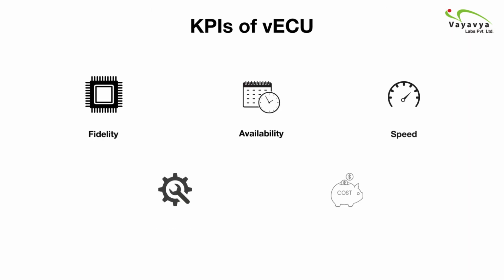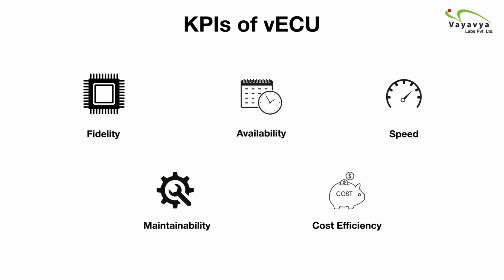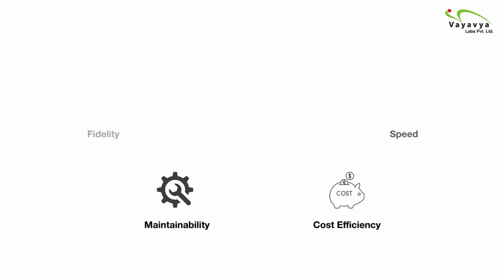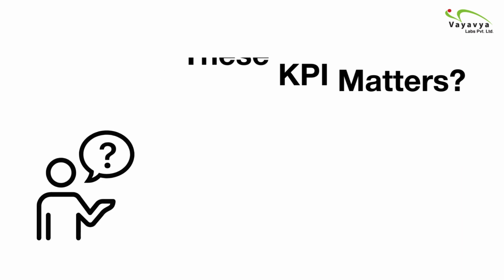When assessing VECU setup, these are the key performance indicators businesses care about. How accurately does the VECU model reflect the real ECU environment? How early in the product cycle is the VECU available? How fast is the VECU compared to the real ECU? How easy is it to maintain and update the VECU? Together, these KPIs help businesses measure the maturity of VECU deployment across all levels.